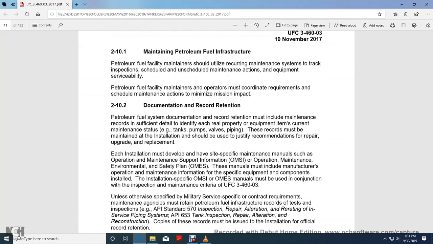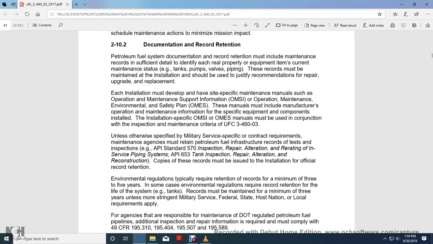2.10.2 Documentation and record retention. Petroleum fuel system documentation and record retention must include maintenance records with sufficient detail, identified by each real property equipment item with the current maintenance status, and the records must be maintained with the installation. Each installation must develop site-specific manuals for the operation, maintenance, support information, and environmental safety plan. These manuals must include the manufacturer's operation and maintenance information for the specific equipment components installed with the installation. The site-specific operation, maintenance, support information, and environmental safety plan manuals must be used in conjunction with the inspection and maintenance criteria in UFC 3-460-03, unless otherwise specified.